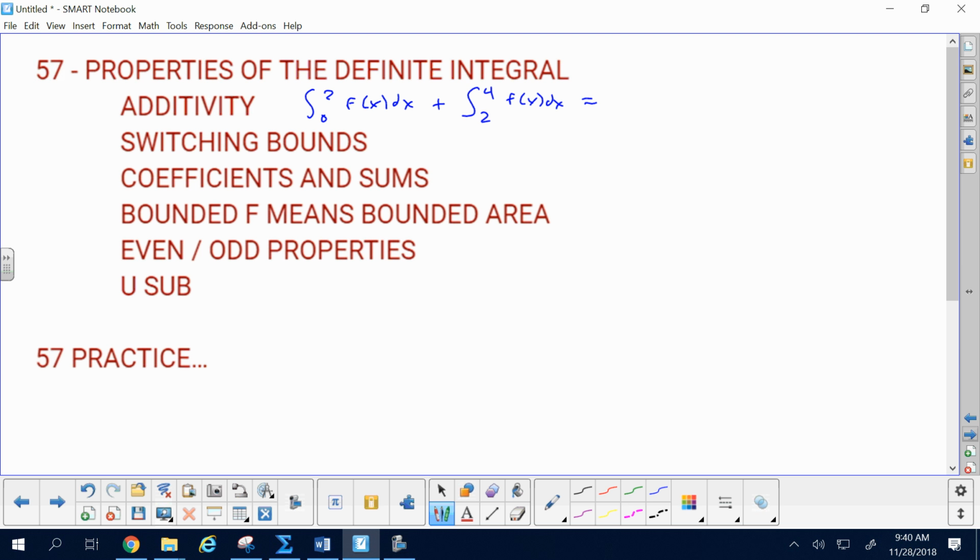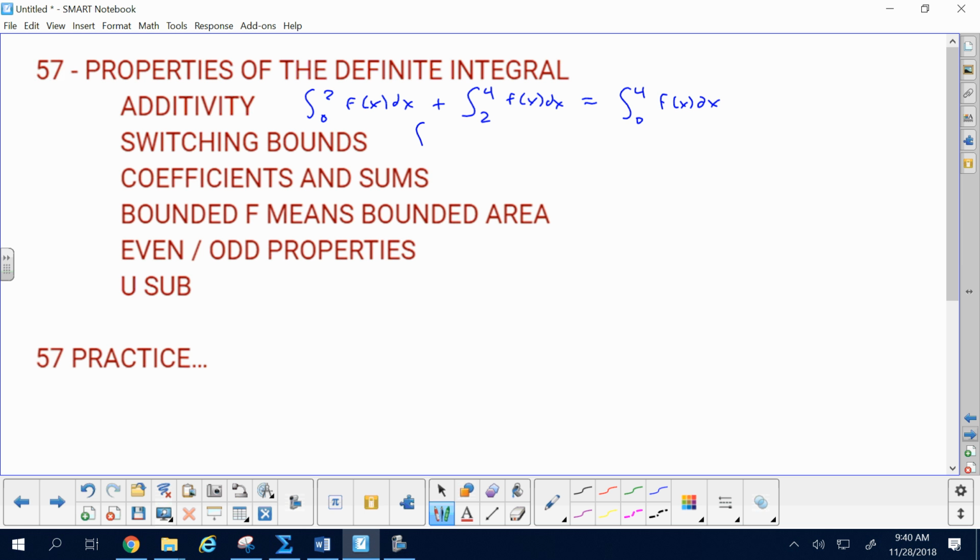Well, the area from 0 to 2 and 2 to 4 added equal the area from 0 to 4. In other words, two adjacent areas. It's just like distances. If you say, what's the distance from 0 to 2, and the distance from 2 to 4, it'd be the same as the distance from 0 to 4, right? All right, that's additivity.